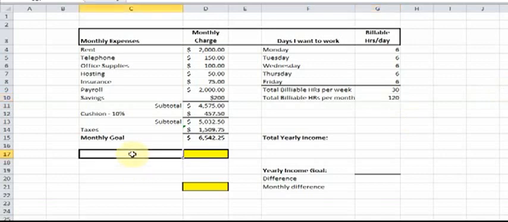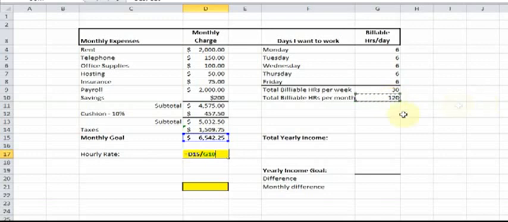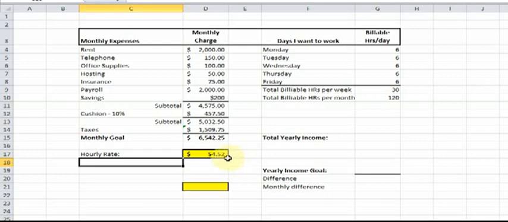Now we need to figure out, obviously, our hourly rate. So what we're going to do is take our monthly goal and divide it by our 120 billable hours per month. And that comes up with the hourly rate that we need to charge. And you, of course, would probably round that up to $55.